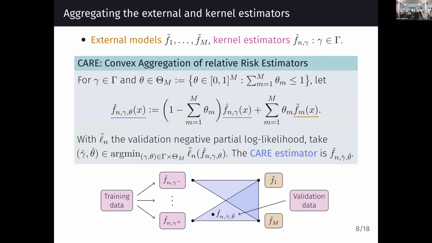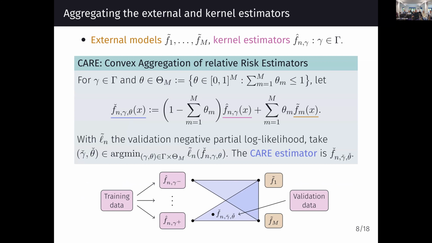So we're writing big theta here, this is just the simplex, the set of convex combinations. We're going to write down a mixture between our new estimator in pink and our existing external model in yellow. We're just going to take a linear combination of the two such that those linear coefficients all add up to 1. So we're taking somewhere in the convex hull spanned by these models.